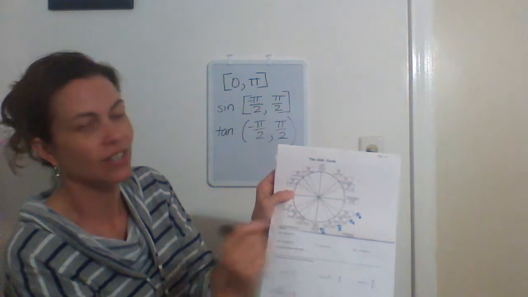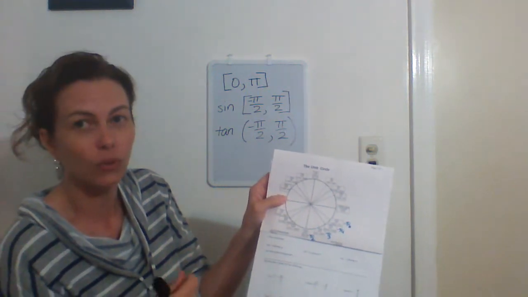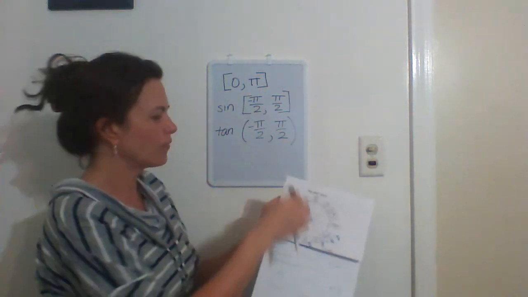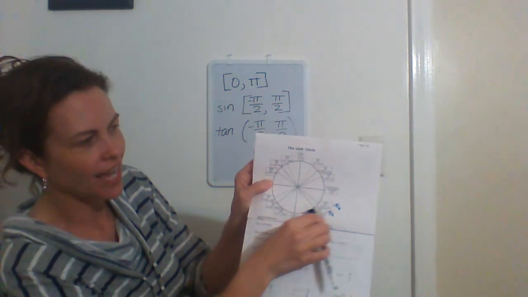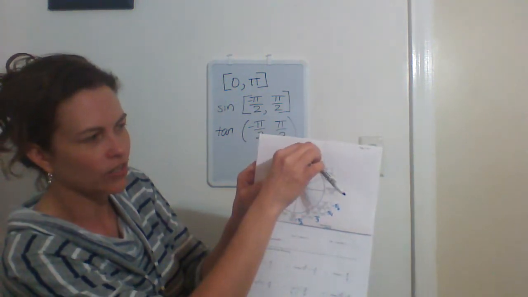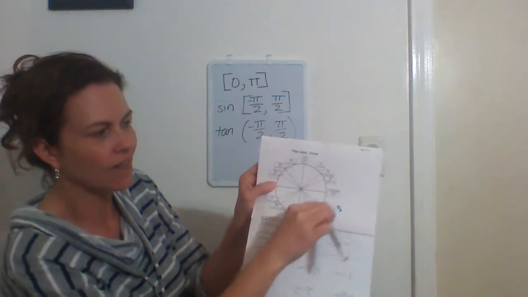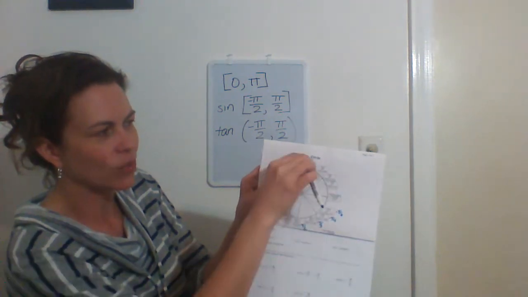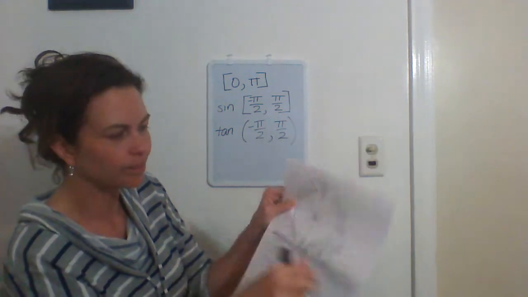Because what happens here is that my tangent is undefined, so I don't want to include that in my interval. So I'm going from down here, very close to that, all the way up here, very close to that, and that's going to give me all the positive and negative values of tangent. But I can't deal with those because it's undefined.